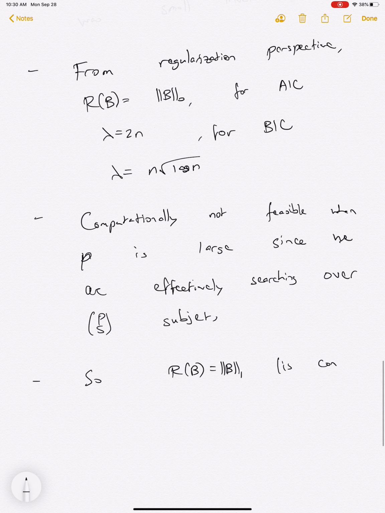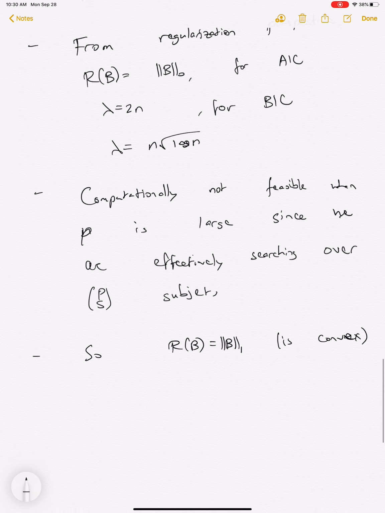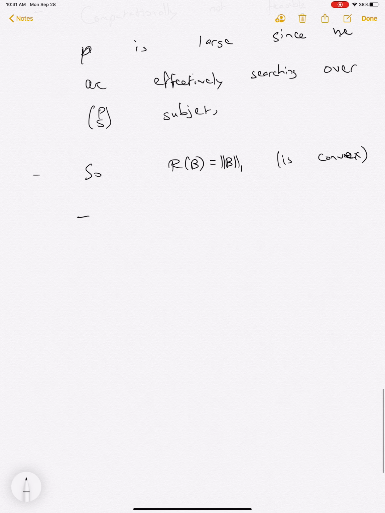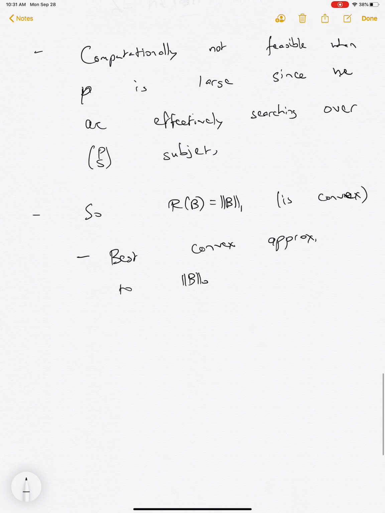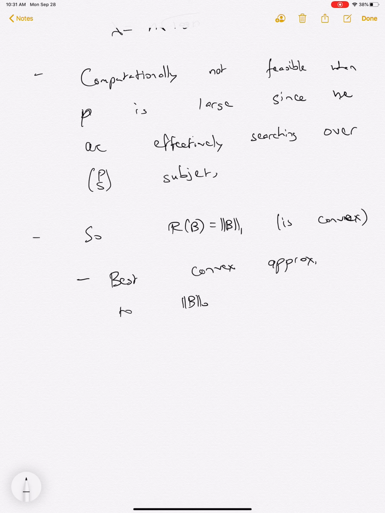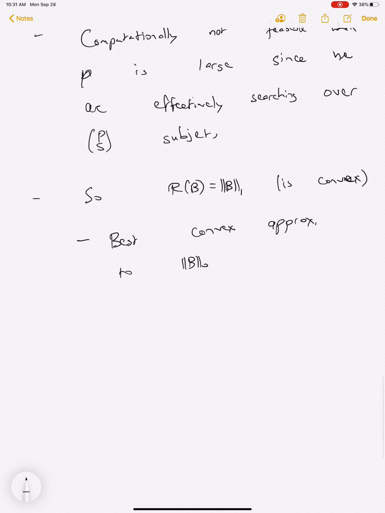The L1 penalty is convex, and as it turns out, it's the best convex approximation to B0. That's why the L1 penalty has gained a lot of interest, and there's been a lot of work on it for the last 20 or so years. The way you can think about it is as computationally scalable model selection.